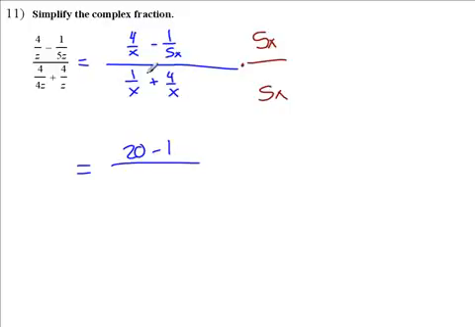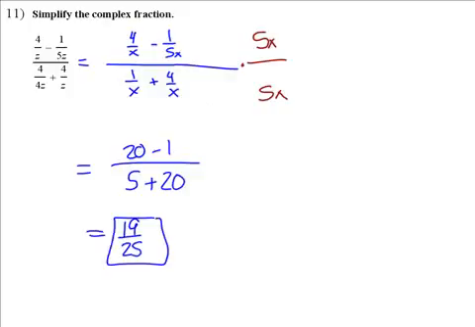Bottom. 5x times 1 over x. The x is reduced. I get 5. Plus 5x times 4 over x. The x is reduced. I get 20. This is 19 over 25, and we're done. We'll pause here for questions.